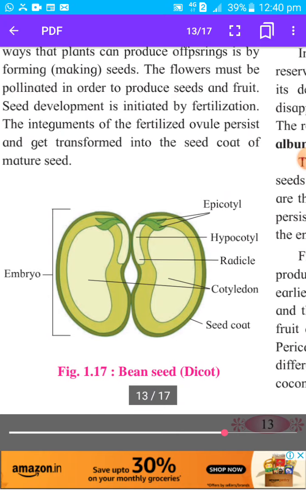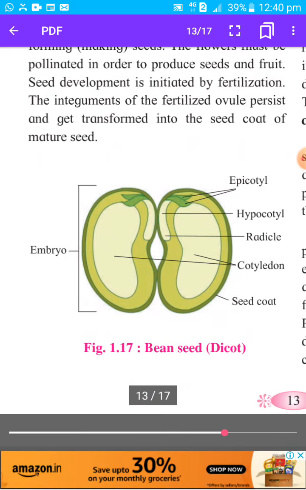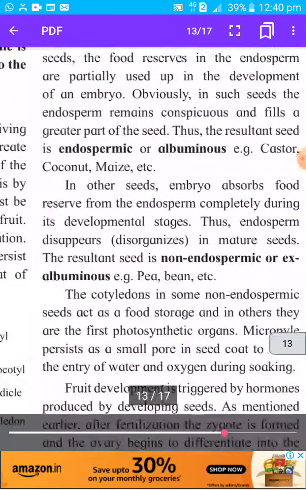So as we know, after the pollen grain gets transferred onto the stigma, male and female gametes fuse together by the process of fertilization in the ovary, and there is a formation of embryo which will convert further into seed. The integuments of the fertilized ovule persist and get transformed into the seed coat of the mature seed. So these integuments will convert into the seed coat of the seed, meaning the outer covering of the seed.